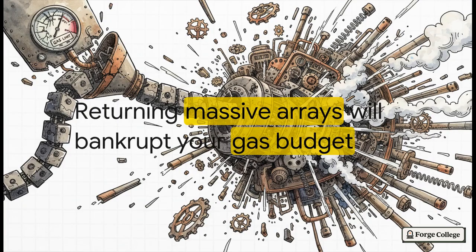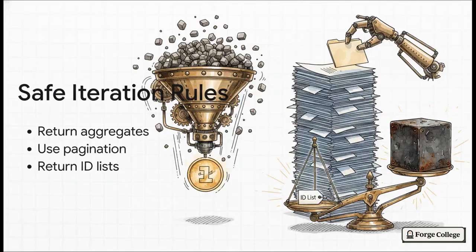If you try to write a public function that loops through a huge array and returns every single heavy struct inside it, your gas costs are going to multiply insanely fast. Eventually, you'll slam right into the block gas limit, and your transaction is just going to catastrophically fail. The machine completely breaks. So how do we prevent this?